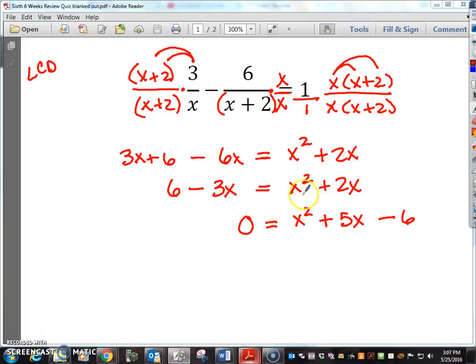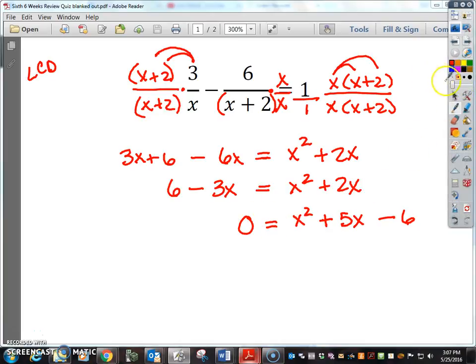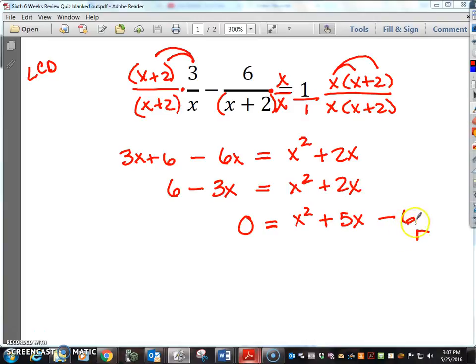So how do we find the solutions? How do we find the roots once it equals zero? We factor it. So what are the factors of negative 6 that add up to 5? It's not going to be 2 and 3. It's actually 6 and 1. One of these is going to be negative. Which one's negative? The 1 is negative because 6 minus 1 is positive 5. 6 times negative 1 is negative 6. So 0 is equal to x plus 6 times x minus 1.